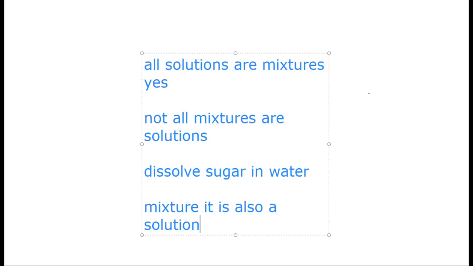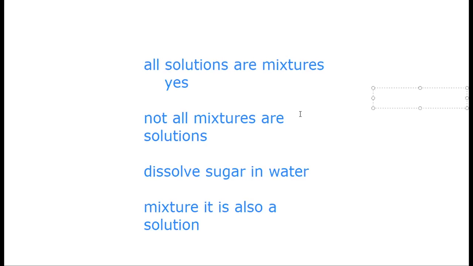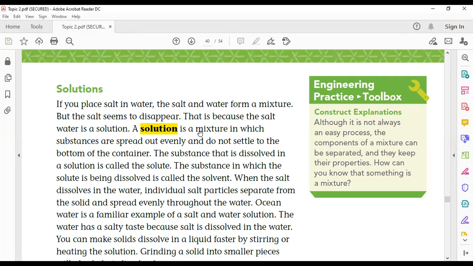Another example. For example, salad is a mixture. But can we say that salad is a solution? No. Salad is not a solution. So I want you to know that. Back to the book. A solution is a mixture. So it's very important to know that all solutions are mixtures. It's a special type of mixture.